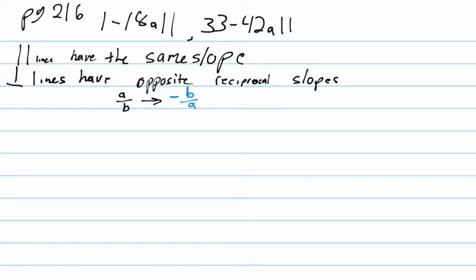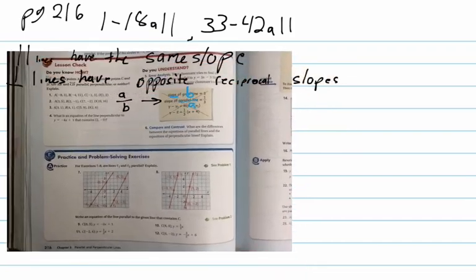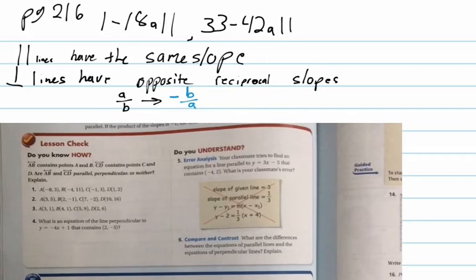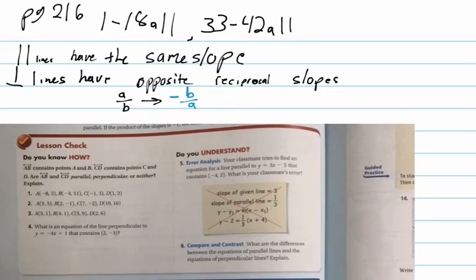So the main ingredient to these lines is slope. That's why we focus on them so much. So AB is a line, CD is a line. We have to decide if they're parallel, perpendicular, or neither. Could be neither. So we have to find the slope.